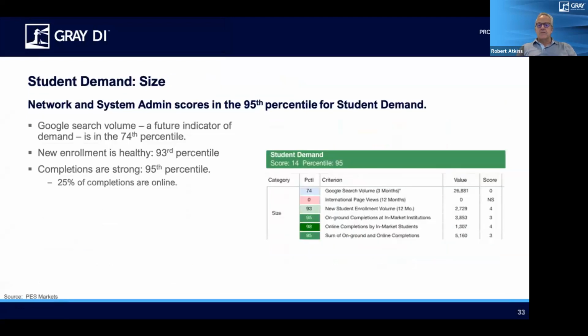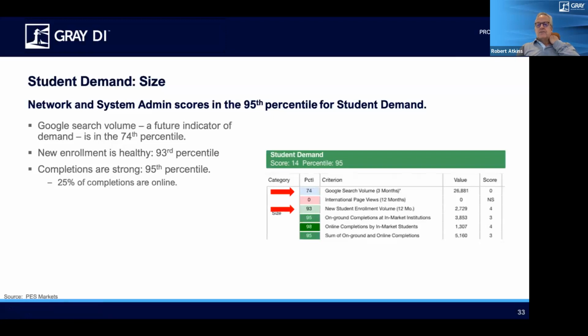So here's a cut of our program scorecard. And this one is a section of student demand. What we can see is Google search volume is quite healthy. There are 26,881 Google searches. And now the question becomes, is that a lot or little? We can look over at our percentile and our color and say, well, it's good. It's not fabulous. 74th percentile. So 26% of our programs are better, but it's still good.